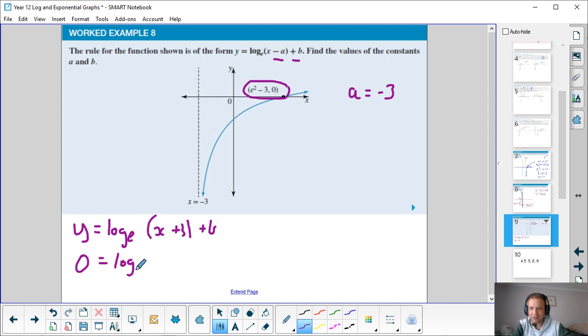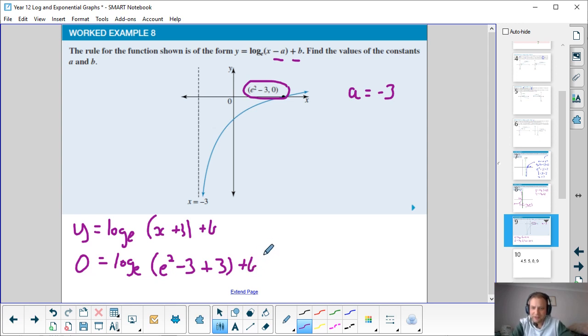So we've got log with base e. X needs to be turned into this funky looking thing, e squared take away 3. Okay, so we've put that where x is, so there is a +3 there as well. And then we have our plus b sticking out the end, just waiting to be solved.